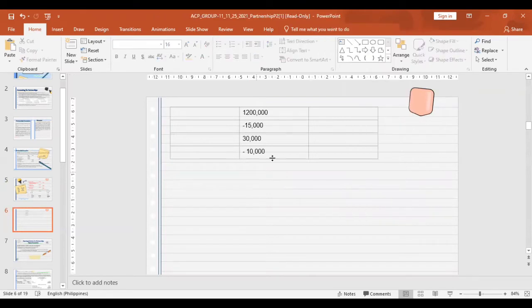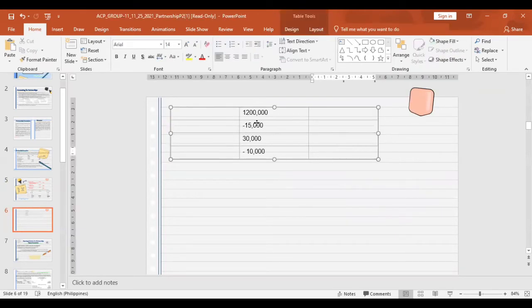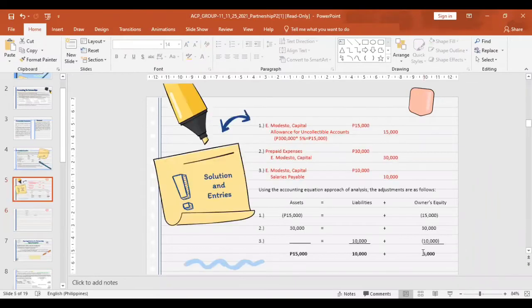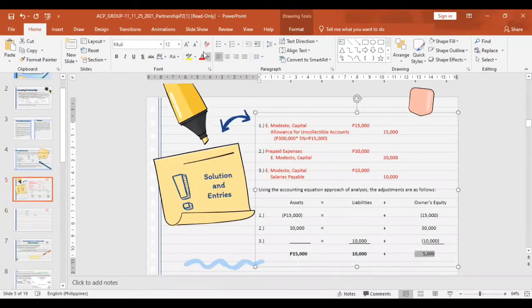So, yun. Magkano lahat yun? Meron tayong 1, 2 minus 15 minus 30 plus 30 minus 10. So, meron tayong 1,205,000. Di ba, nag-increase lang yung capital niya ng 5,000. So, tingnan mo dito, may 5,000 na increase. Di ba? Dun sa owner's equity.